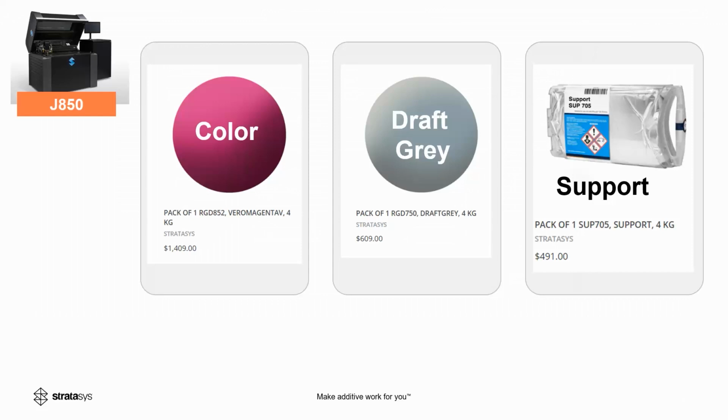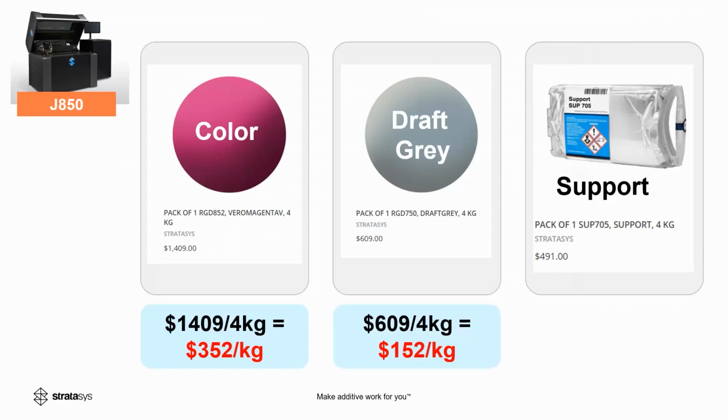Now we're going to do the same thing for PolyJet, just so you and I can understand the difference in magnitude of the numbers. Googling these numbers for my region, color material is about $352 per kilogram, draft gray is about $152, and support used for both is about $123 per kilogram.